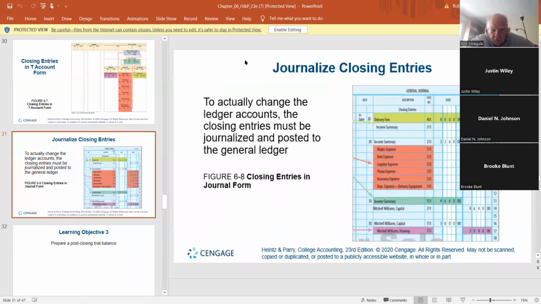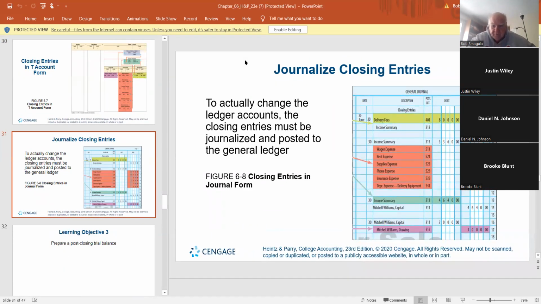Let's look at it in journal entry form. This is what you've got to understand. Capital is going to be increased by net income. We're going to take the delivery fees, which have a normal credit balance, and debit that, and credit income summary. We're then going to credit each individual expense and debit income summary for the total.